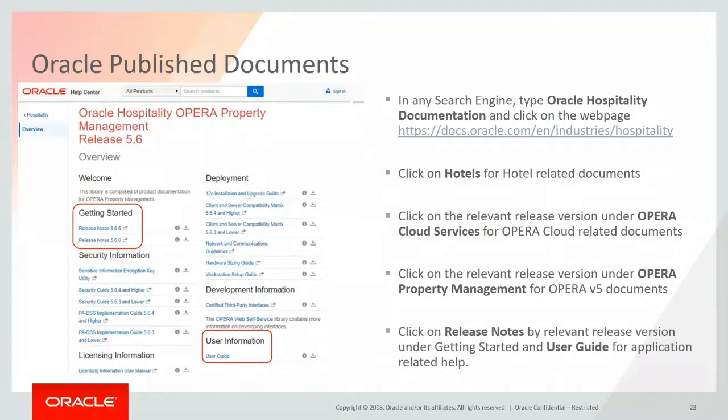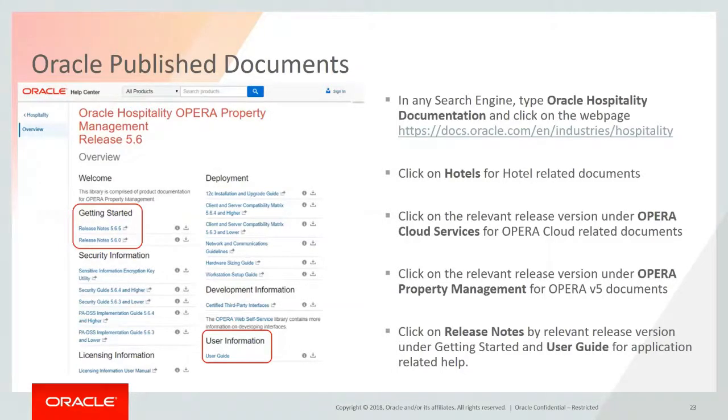Depending on the Opera version that you're on, you can gain access to information relating to the Opera version your property is on. The user guide is especially handy to have for your operations. You can either access the user guide from the application itself at your hotels, or you can bookmark this page via the public portal should you or users need help.